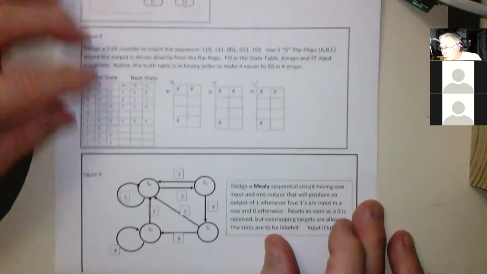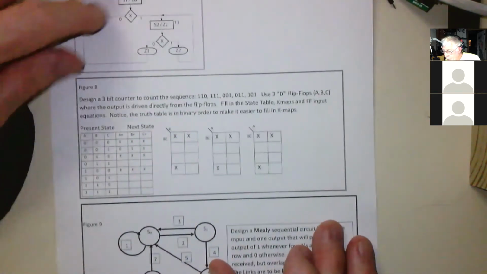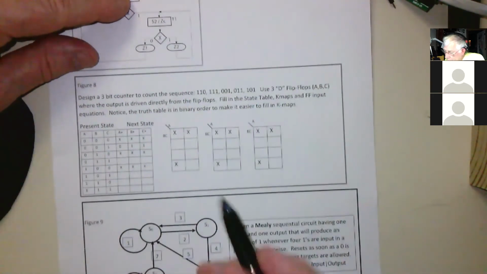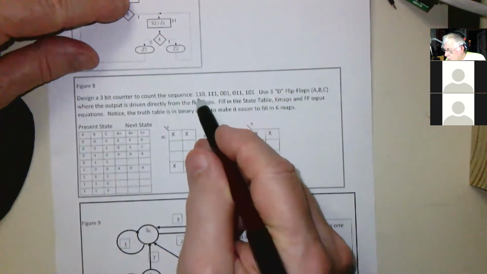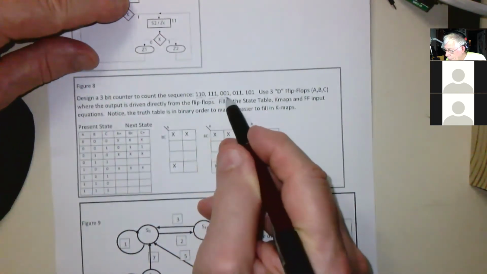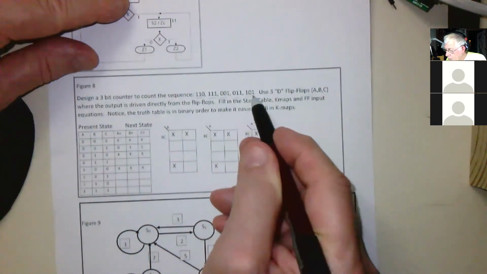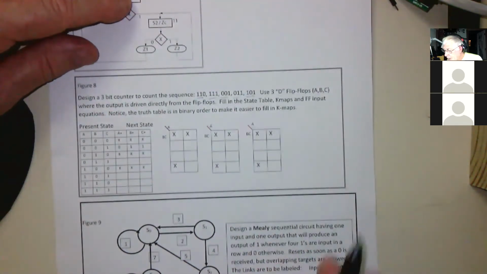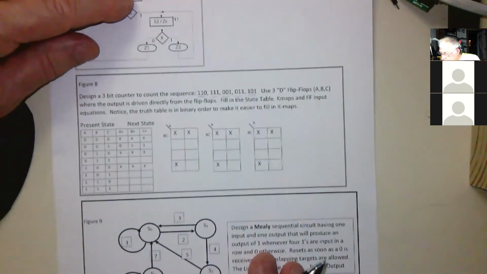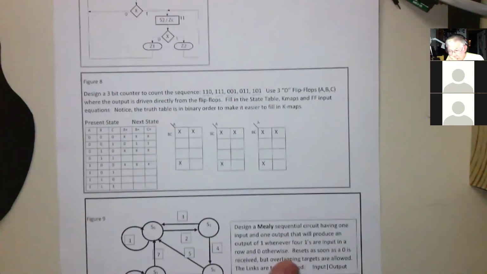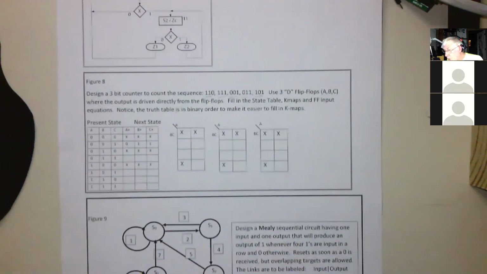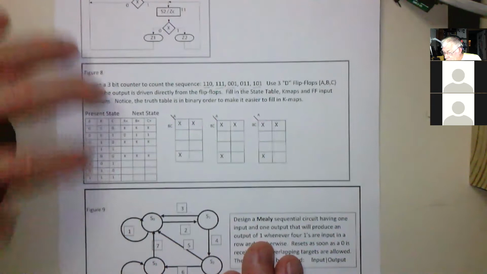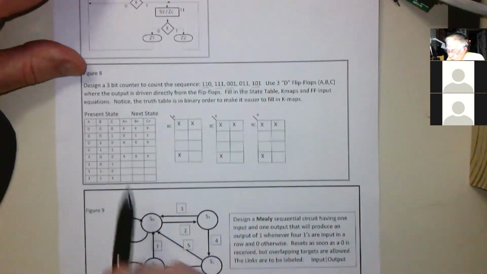All right, let's do this one. So we'll do this non-sequential counter. Let's say you have a 3-bit counter and it's going to count the sequence 110, 111, 001, 011, and 101, and then back to the beginning. In this case, we could do it with an SM chart, but I've set it up here to be done with a state table.